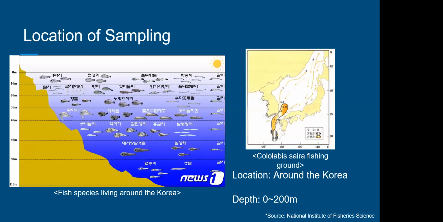So our specific sampling location will be near the Korean Peninsula. The first figure is about the fish species living around the Korean Peninsula. There are lots of fish located between 0 to 100 meters depth. The second figure is an example of the fishing ground. So our specific location is around the Korean Peninsula, and the depth will be 0 to 200 meters.